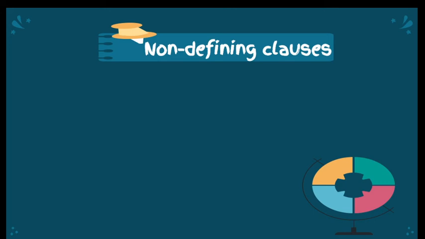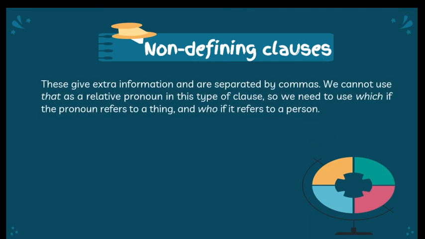Now we will see the non-defining clauses. These give extra information and are separated by commas. We cannot use that as a relative pronoun in this type of clause. So we need to use which if the pronoun refers to a thing and who if it refers to a person.